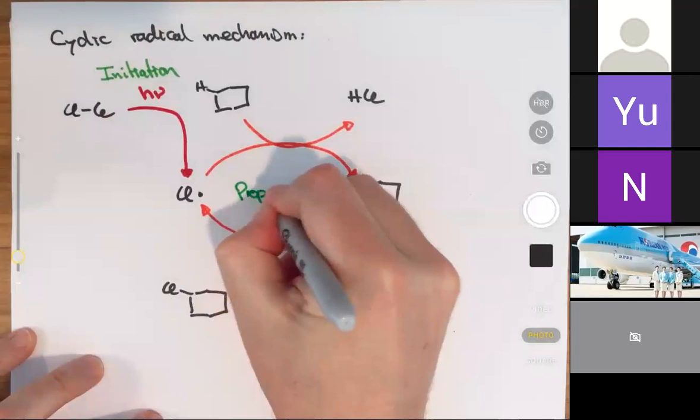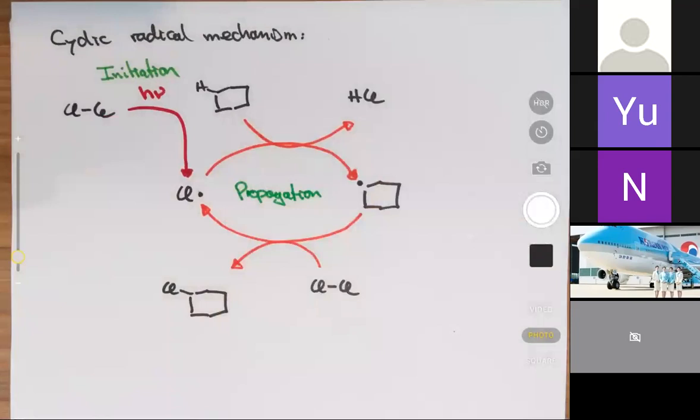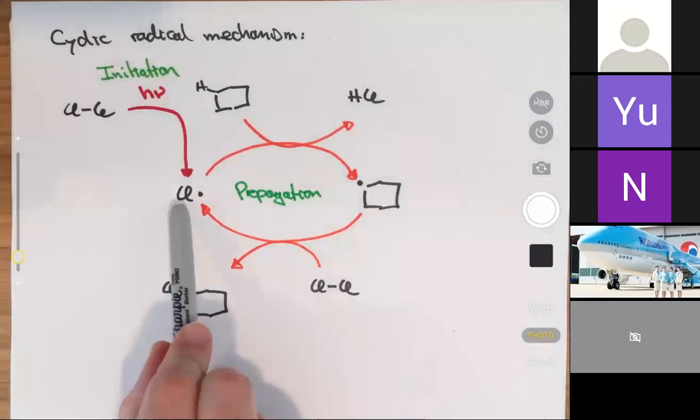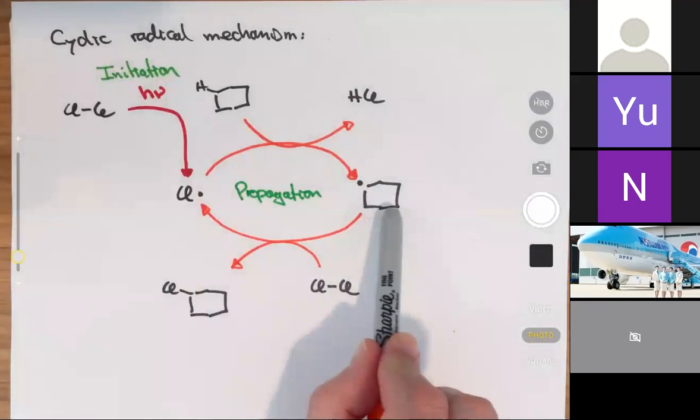All right, so we have the initiation and the propagation process. Now, the only things that we still have to consider are the steps that lead to the destruction of either of these radicals. And these are essentially recombinations of either one of these chlorines with another one of these carbon-centered radicals, or a dimerization of either of these species.